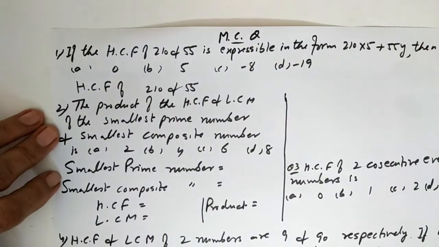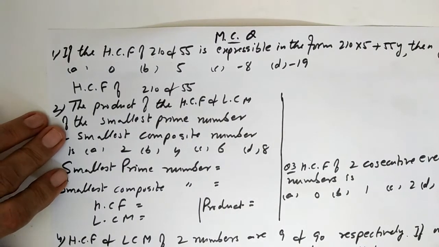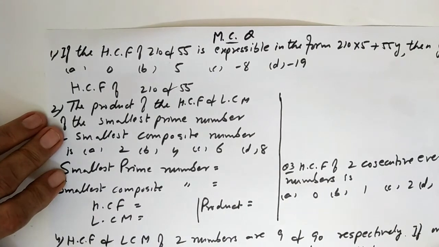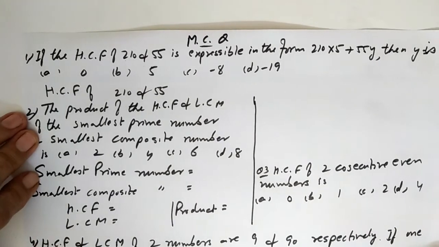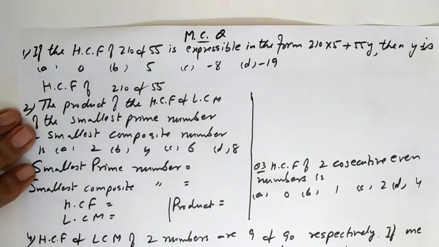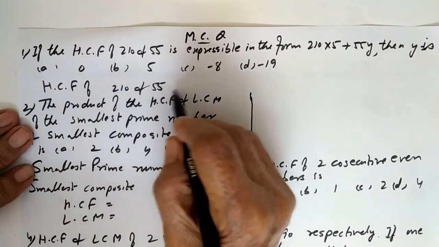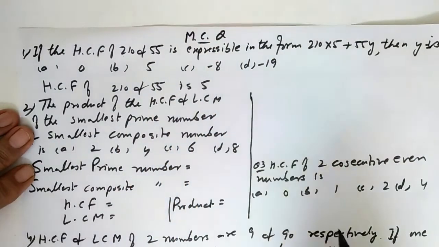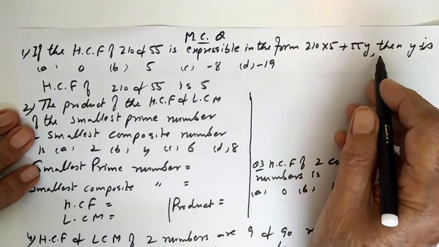The first question is, if the HCF of 210 and 55 is expressible in the form of 210 into 5 plus 55y, then y is equal to, y की वैल्यू बतानी है. Choices are there. HCF of 210 and 55 you can find by prime factorization या Euclid's, any method. You will get it. It is HCF of this is 5. ये आपको निकालना पड़ेगा. निकाल लेंगे. It is very simple.